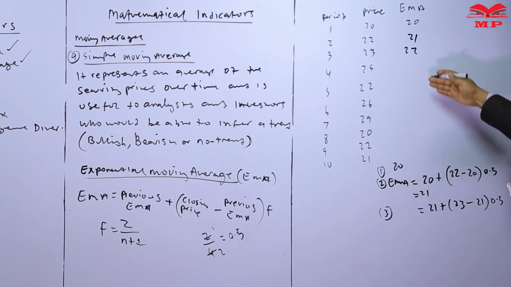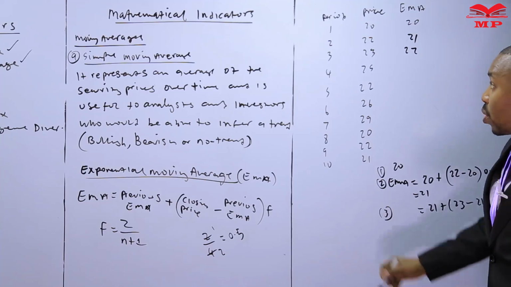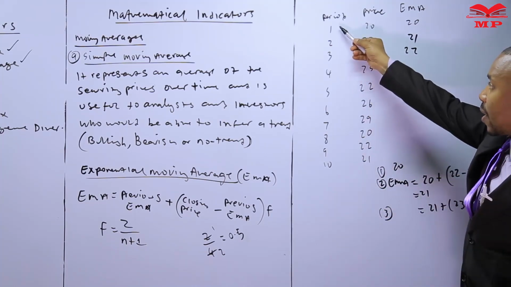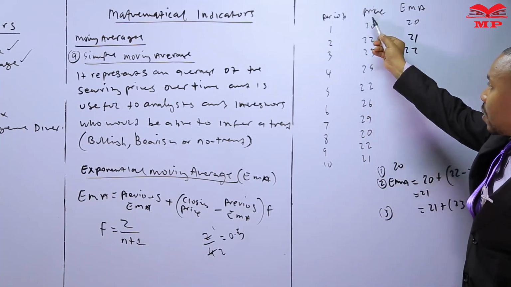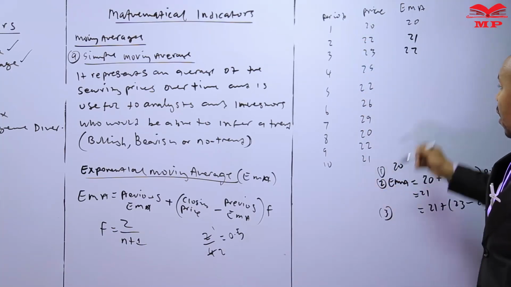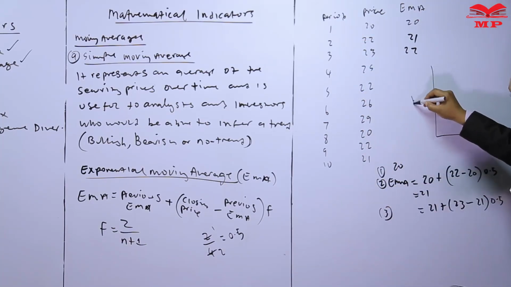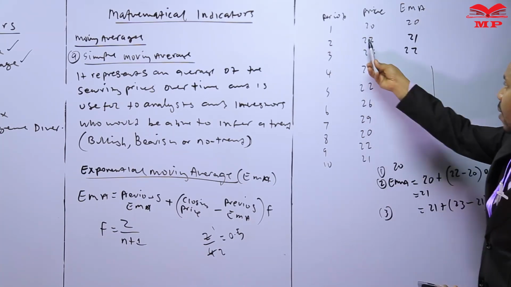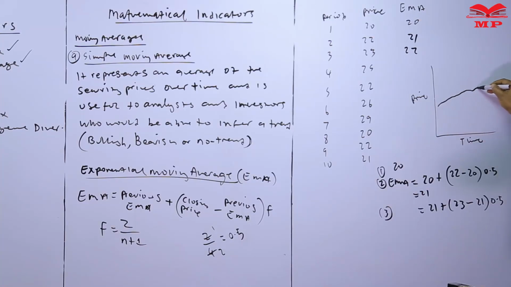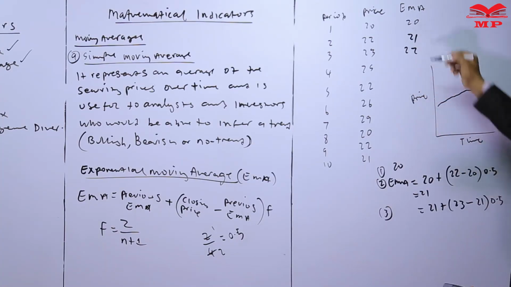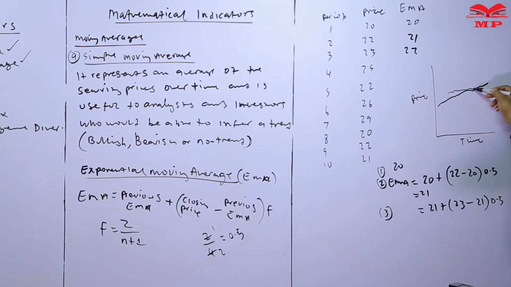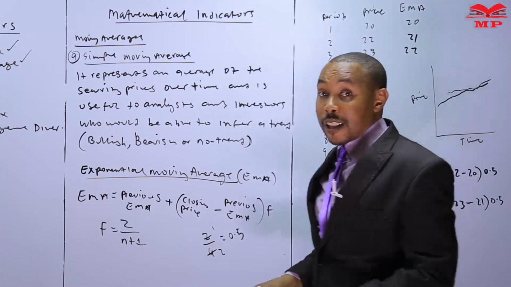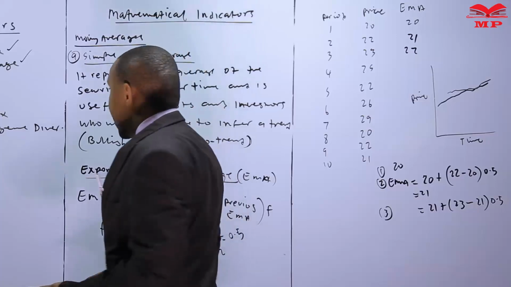That is how you get the exponential moving average. In plotting the price against time, which is the same as the period, you will be able to plot this against the price, which will move something like that, for example, and then the EMA will start from somewhere over here and move like that. That is a mathematical indicator that is also used by technicians.